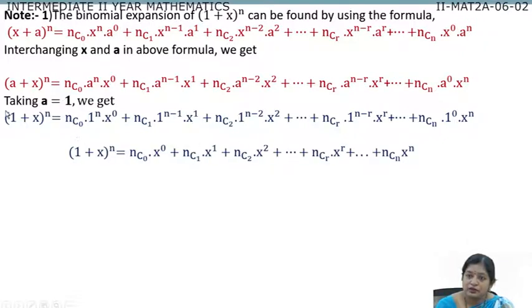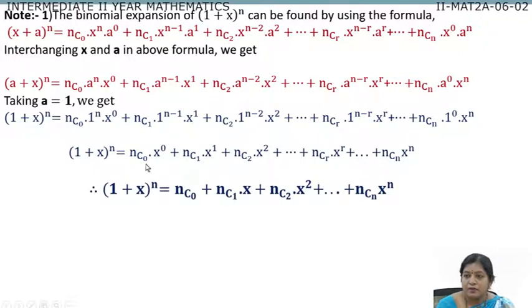So finally (1 plus x) power n is equal to nc0. 1 power n means 1 only, multiplying by 1 we will get the same value. So x to the power of 0 plus nc1 into x power 1 plus nc2, and this is again 1, so x square plus so on ncr x to the power of r plus so on ncn x to the power of n. Finally, we got it as nc0. X power 0 value, we know that it is 1. So I am not writing 1 here.